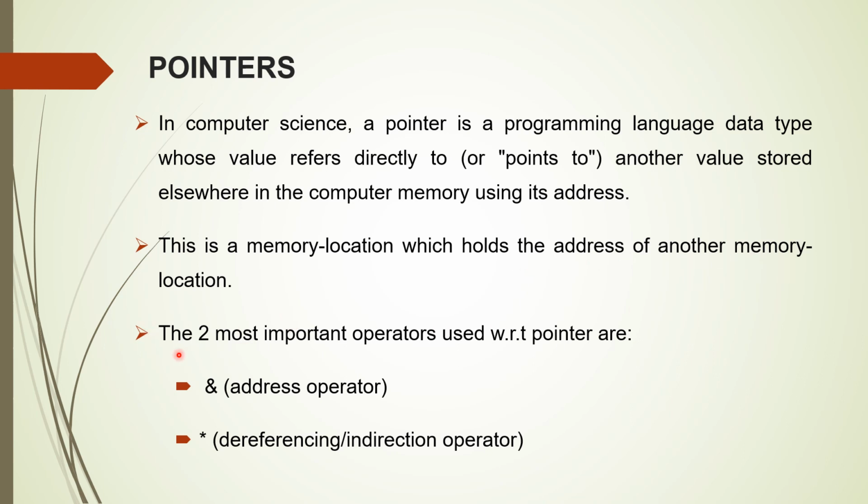So here there are two important operators that are used with respect to pointers: the address of operator and star, that is called the dereferencing or indirect operator. The address of operator is to get the address of a variable, and this star operator is used to declare a pointer variable or to access the value at the pointer variable.